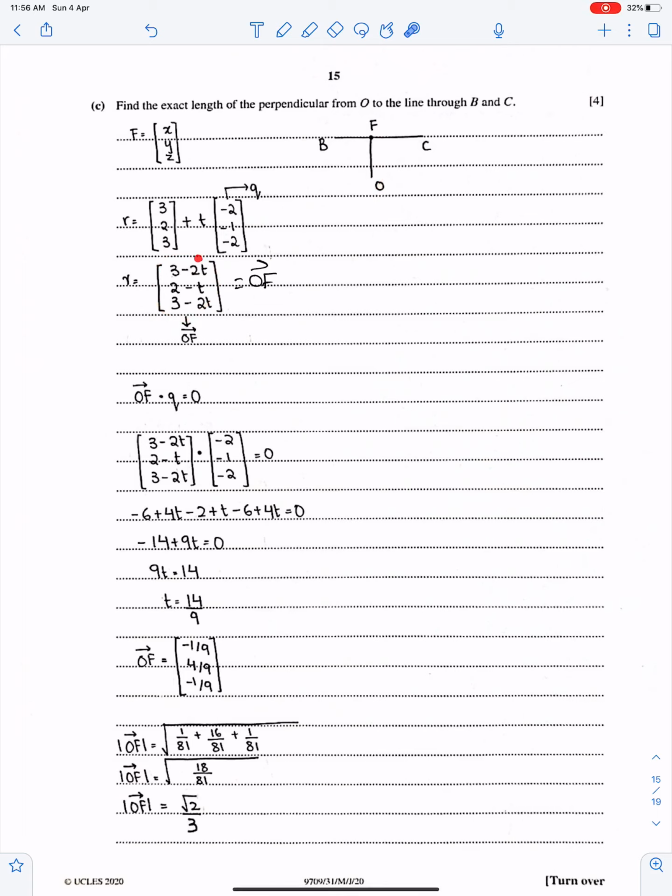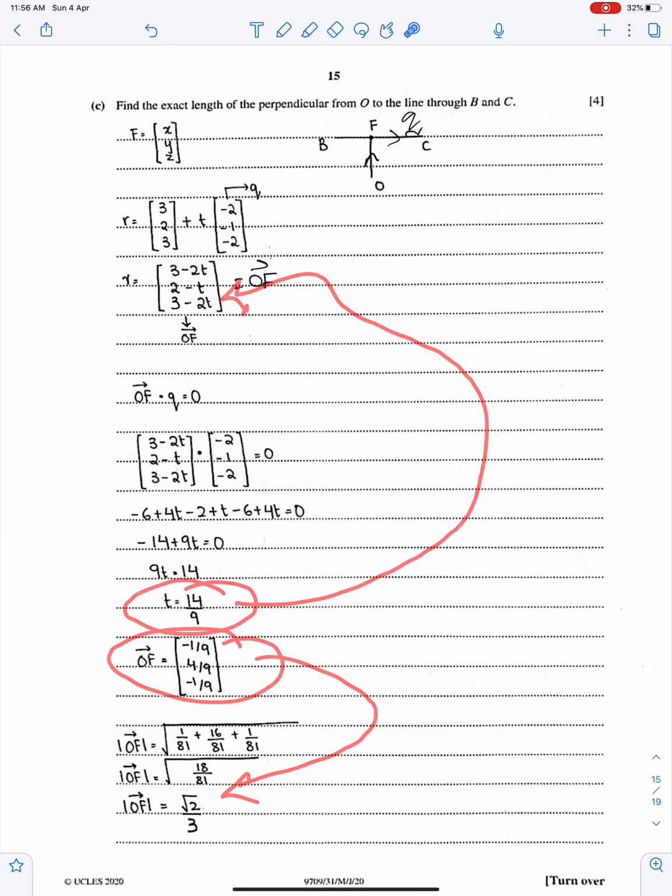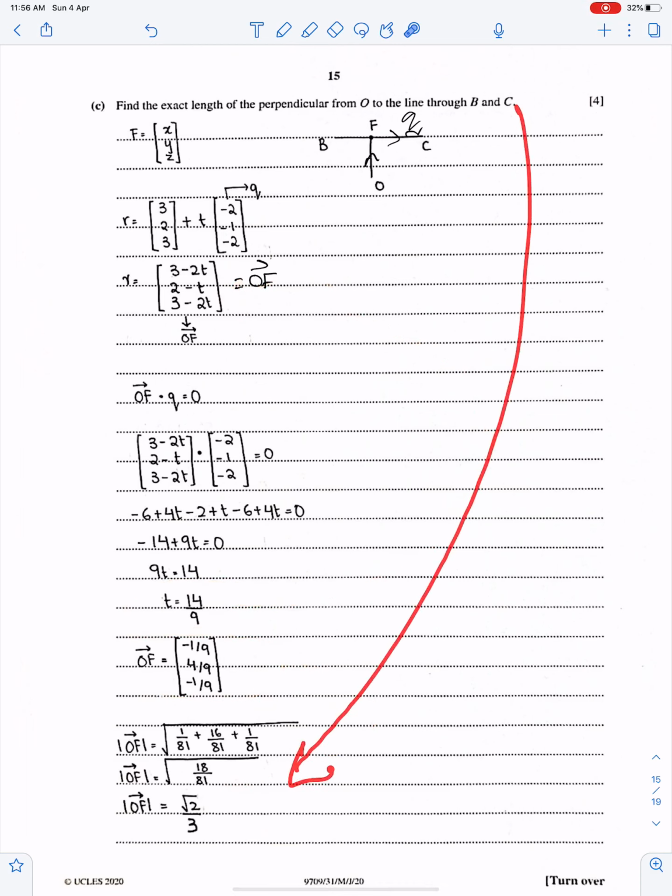But before that, we need to work out the value of t. Since OF is perpendicular to tq, this is the direction vector. See, OF is perpendicular to q. Therefore, the dot product of OF and q must be 0. So t is 14 upon 9. Substitute this here and get OF and then get its magnitude. If you know the concept of shortest distance from a given point to a given line, you can easily manage this.